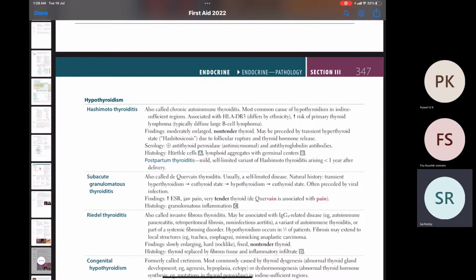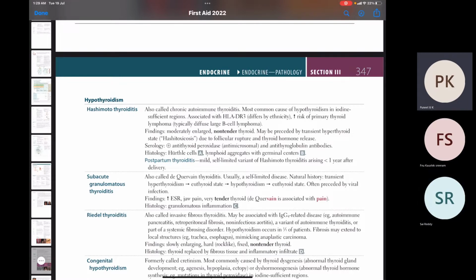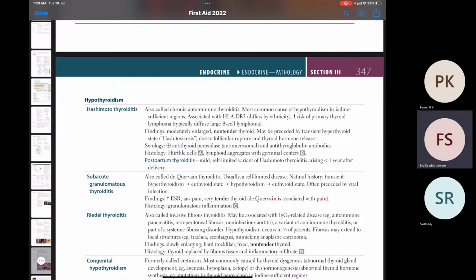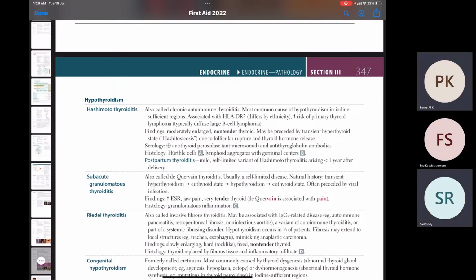Fibrosis of the gland occurs, right? So that's why the thyroid gland, when you palpate, will be hard and woody. Okay, what do you think will be a differential diagnosis of this?